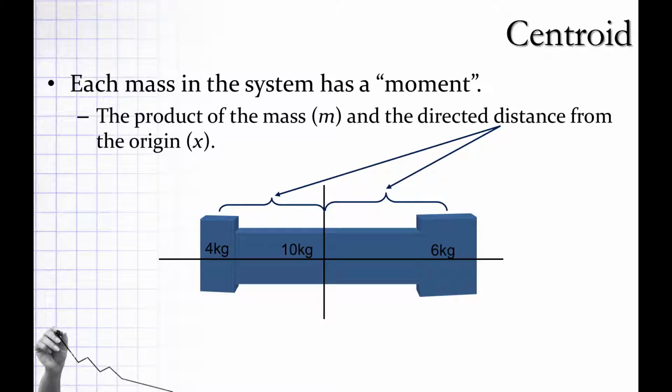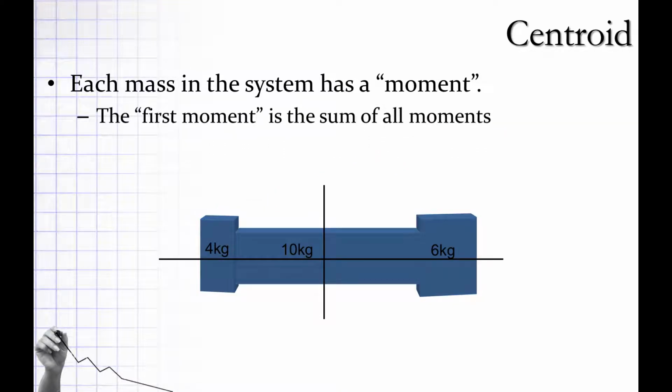So we would take 4 times a negative number because it's to the left of the origin, and we take 6 times a positive number because it's to the right of the origin. Now, I don't have those distances measured out in this picture, but that's what we would need to do. And with those, we would actually add the moments together, for the first moment. I don't really care about you remembering that it's called the first moment, but we're going to take the sum of all of those moments.